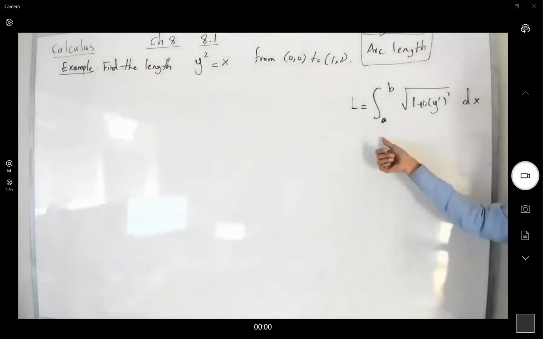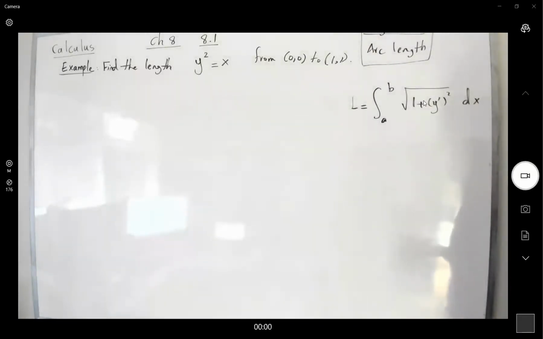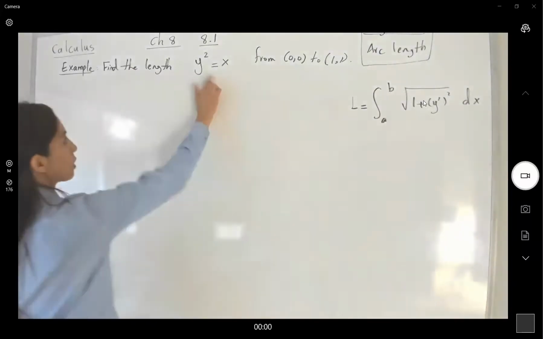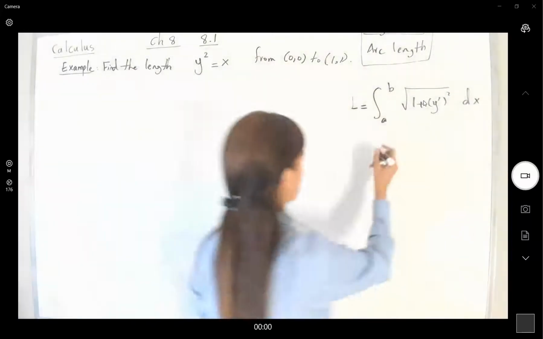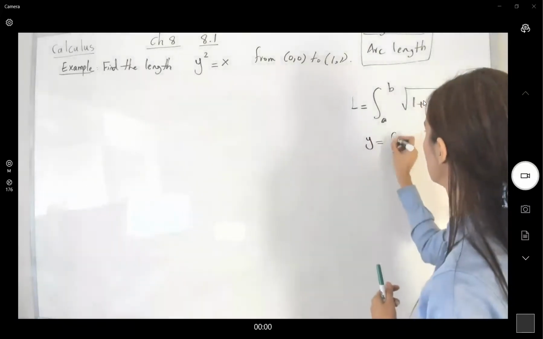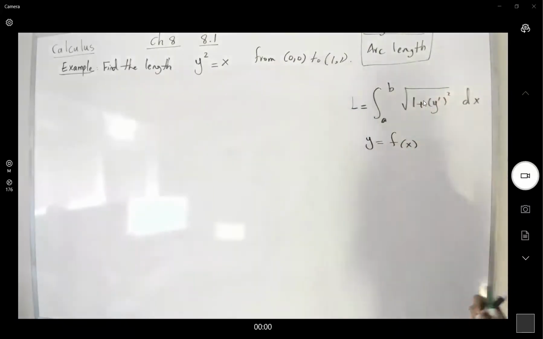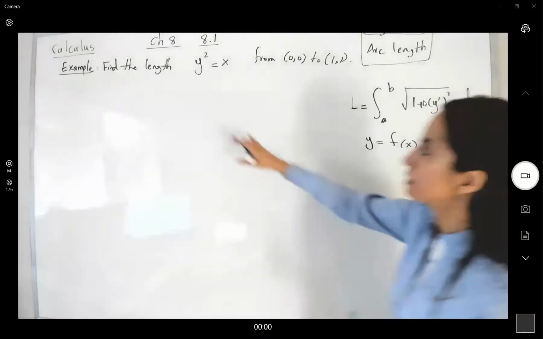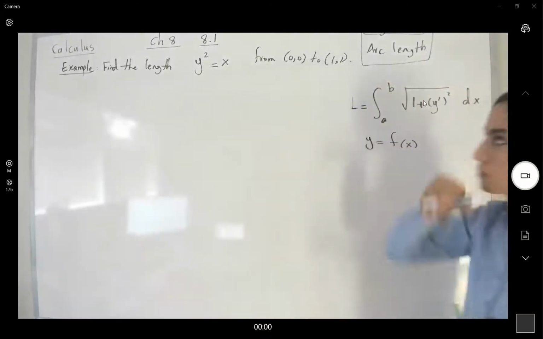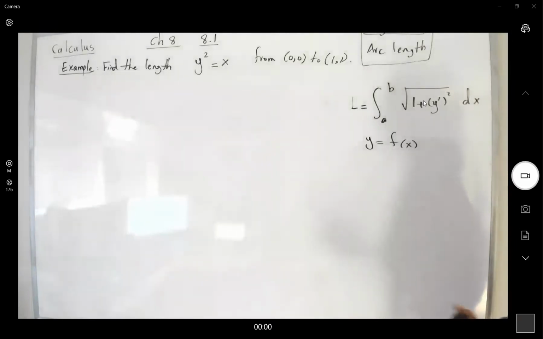If you want to apply the formula here, it says you have your function y equals f of x. So it means that we have to take the square root of both sides and then start taking the derivative. Arc length from (0, 0) to (1, 1). Y equals f of x.